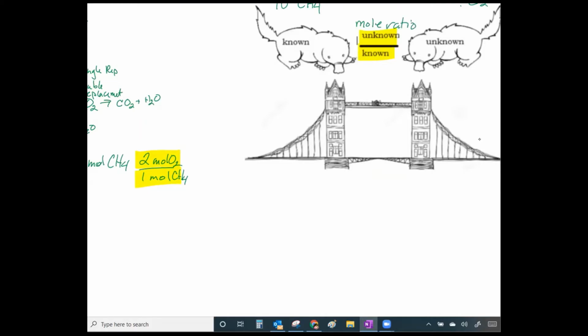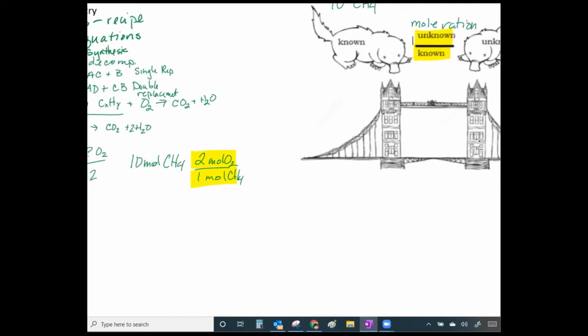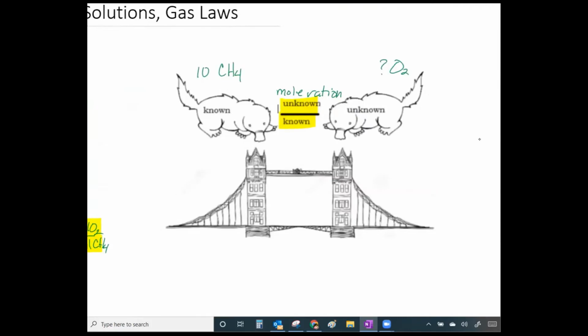So if you can look at a problem and figure out what information is given to you, that you know lots of information about one of the elements or compounds, you can convert to the other. You're going to take the known, 10 moles of methane. We know that 1 mole of methane reacts with 2 moles of oxygen. So that tells us we would need 20 moles of oxygen. Okay.